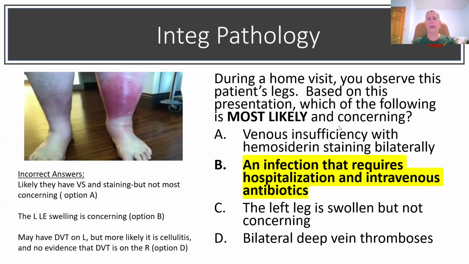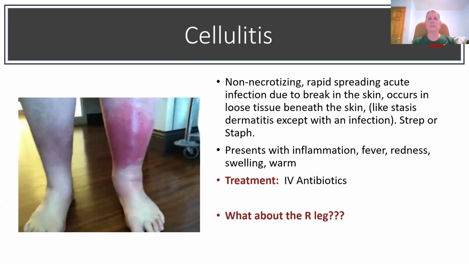Okay. Yeah, this is probably actually cellulitis. That's what I think it is. And that requires hospitalization and IV antibiotics. But it could be a DVT. But either way, we need to get that checked out. So, but out of these choices, I like B. Yeah. All right, let's see what we got next. Yep, so this is just cellulitis.